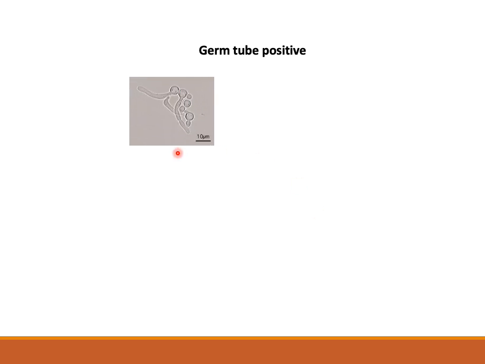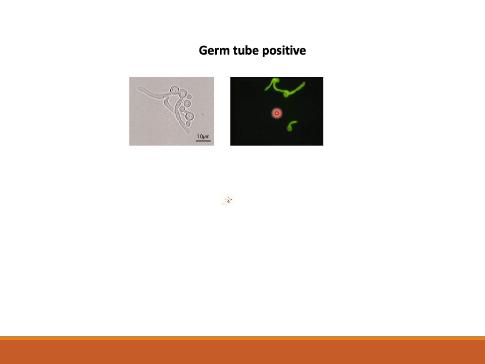So that's it. It's an unstained germ tube. This is by calcofluor white, and this is by gram staining. Remember that the germ tube is the only test that is definitive for Candida albicans. The other species of Candida do not produce germ tubes. So this is definitive for Candida albicans.